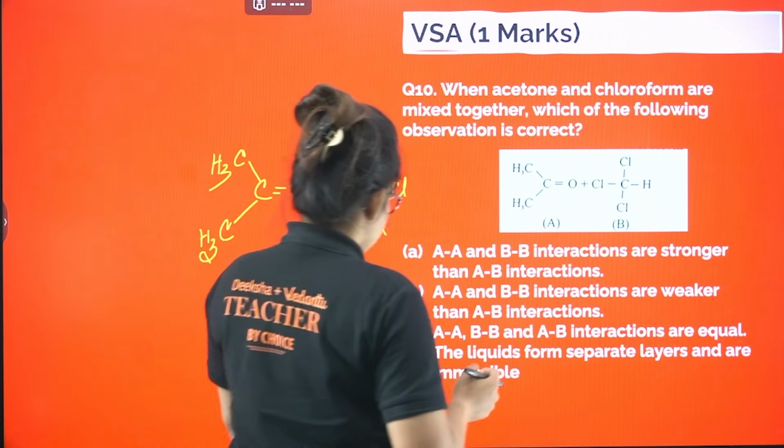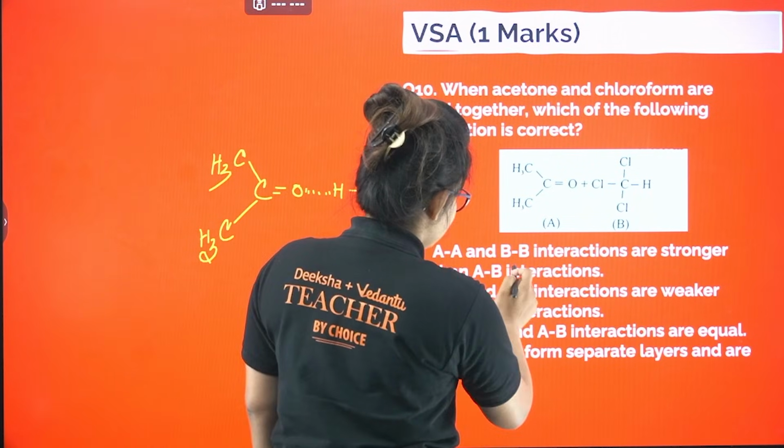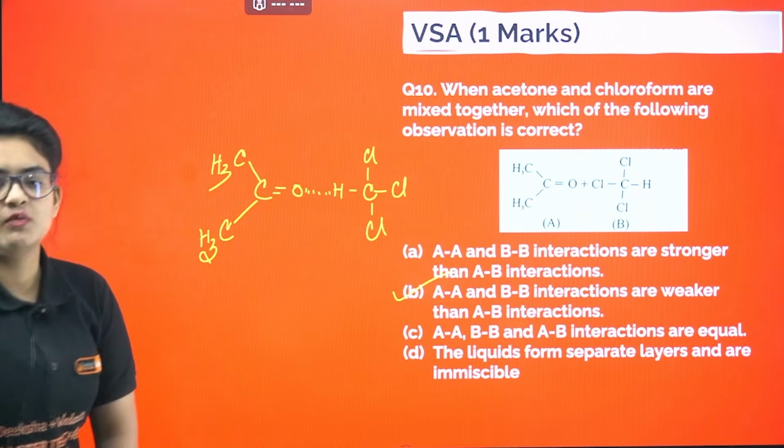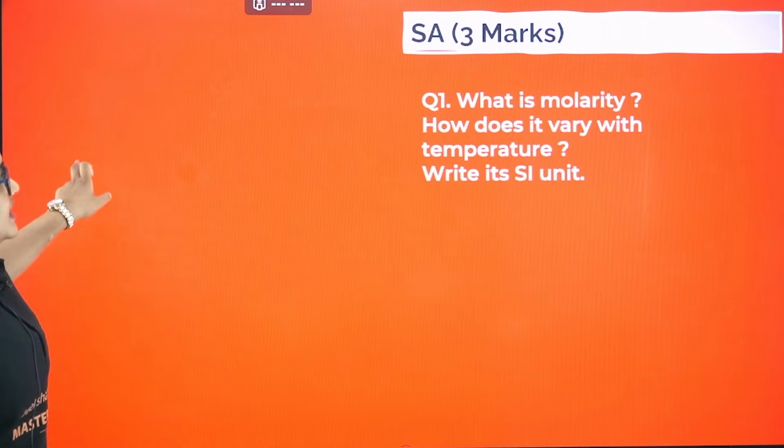So what is the answer? AA and BB interactions are weaker than that of the AB interaction. Option B is going to be the correct one. I guess it's clear. Let's proceed.